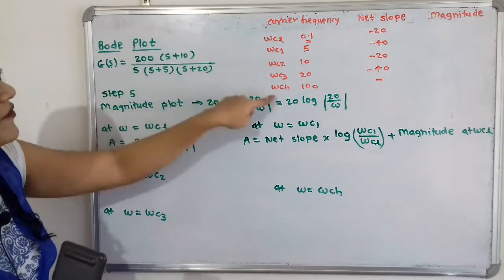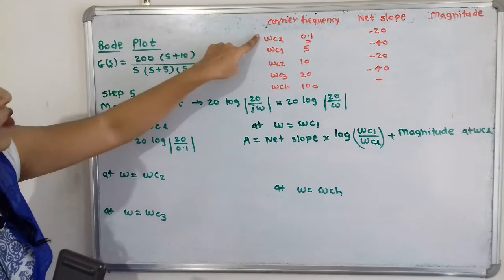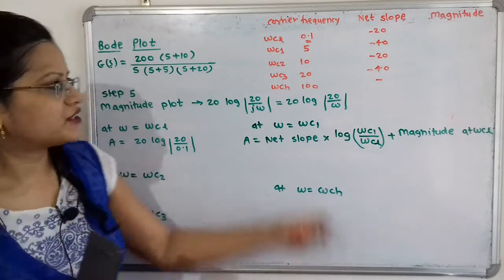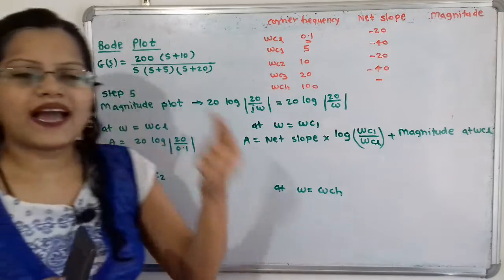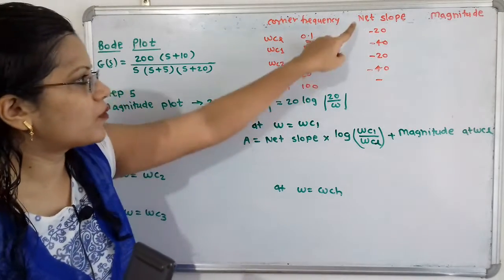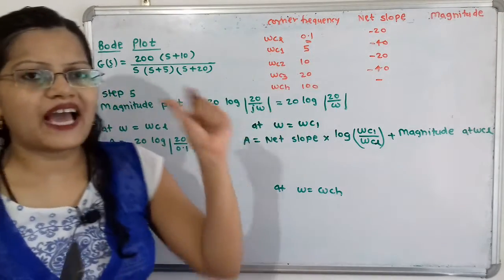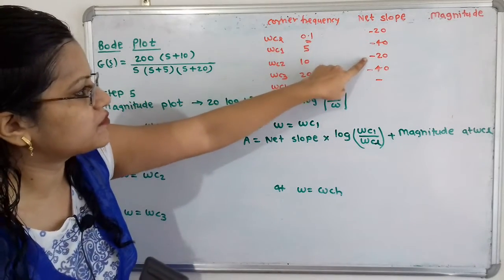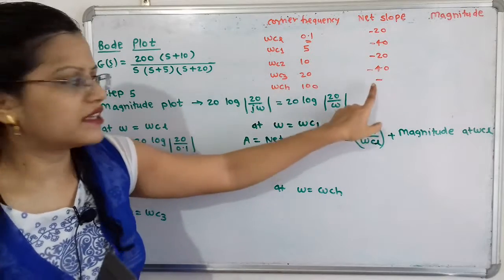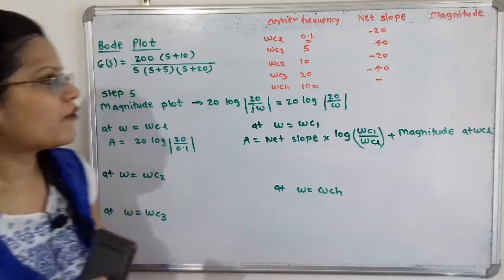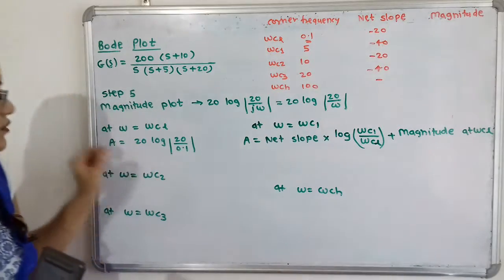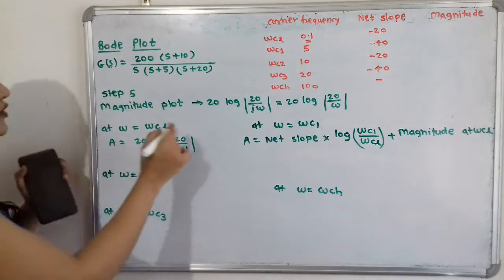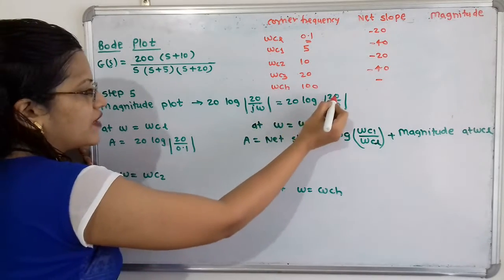For the corner frequency, lowest to higher, that is omega CL, omega C1, omega C2, omega C3 and omega CH, we have to plot. Then we also have to take the net slope in order as we made in the previous step, step number 4, that is minus 20, minus 40, minus 20, minus 40, and here I will make a dash. Now magnitude, we will calculate. First at omega equal to omega CL, for this we will use the formula 20 log of 20 by omega.